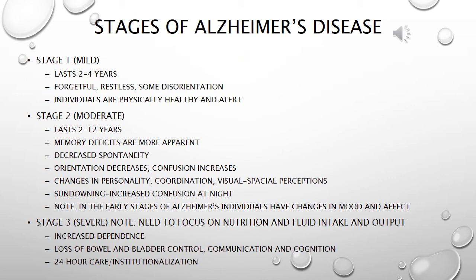The stages of Alzheimer's disease range from stages 1, 2, and 3. Stage 1 indicates a mild case, which lasts between 2 to 4 years. It typically has forgetfulness, restlessness, and some disorientation. Individuals are physically healthy and alert. Stage 2, which is the moderate form of Alzheimer's, lasts between 2 to 12 years. It consists of memory deficits that are more apparent, decreased spontaneity, decreased orientation and increased confusion, and changes in personality, coordination, and visual spatial perception.